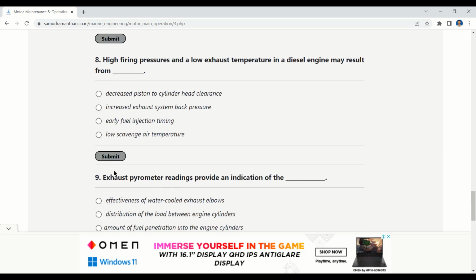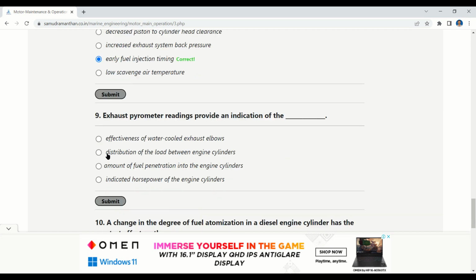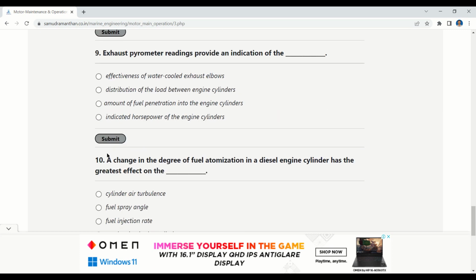Our next question is, high firing pressure and a low exhaust temperature in a diesel engine may result from, and the options are decreased piston to cylinder head clearance, increased exhaust system back pressure, early fuel injection timing, low scavenge air temperature. And the correct option should be: high firing pressure and a low exhaust temperature in a diesel engine may result from early fuel injection timing.